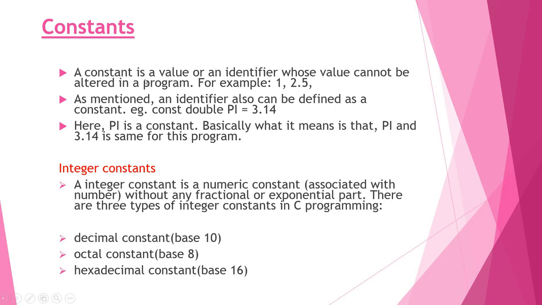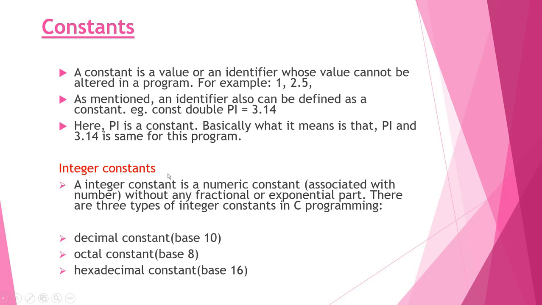Now is constant. A constant is a value or an identifier whose value cannot be altered in a program. For example, 1, 2.5, etc. As mentioned, an identifier can also be defined as a constant. Here, pi is a constant. Basically, what it means is that pi and 3.14 are the same for this program.